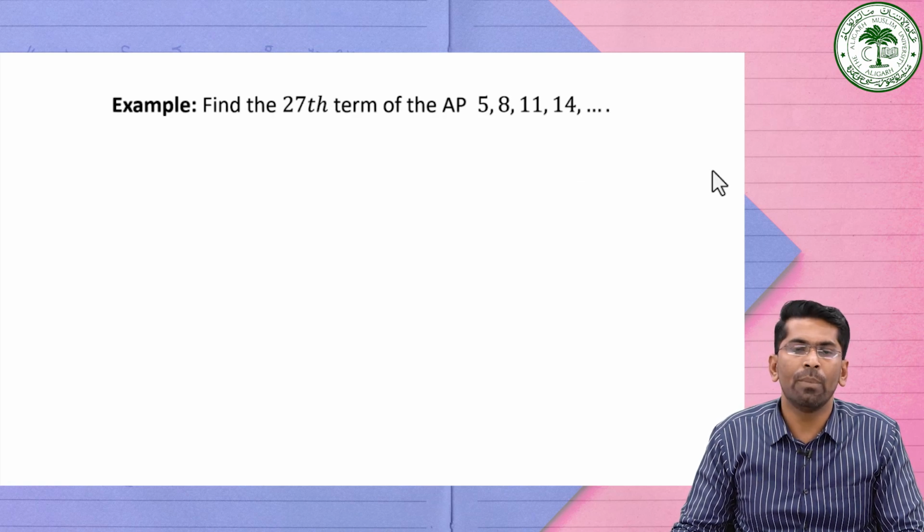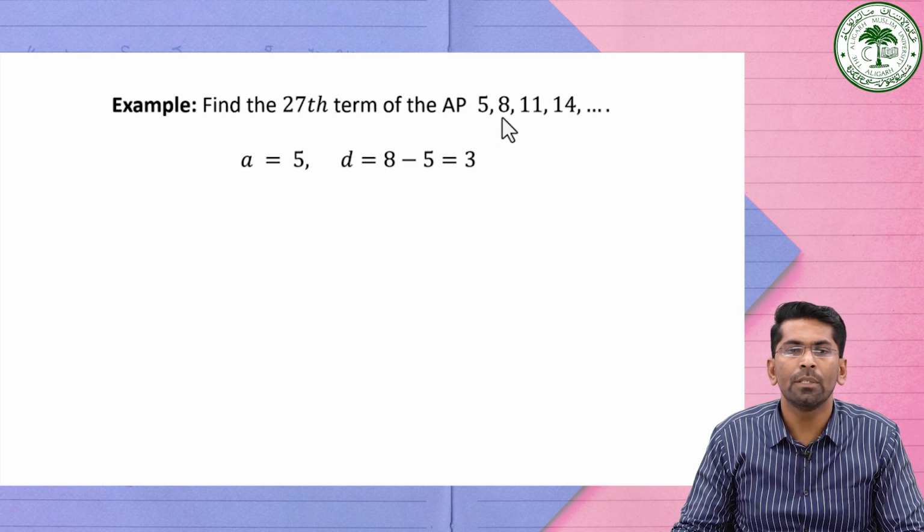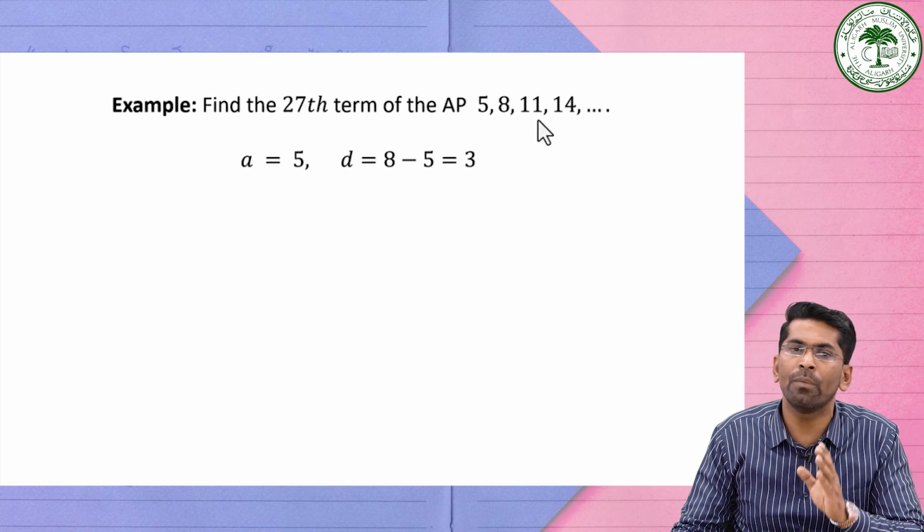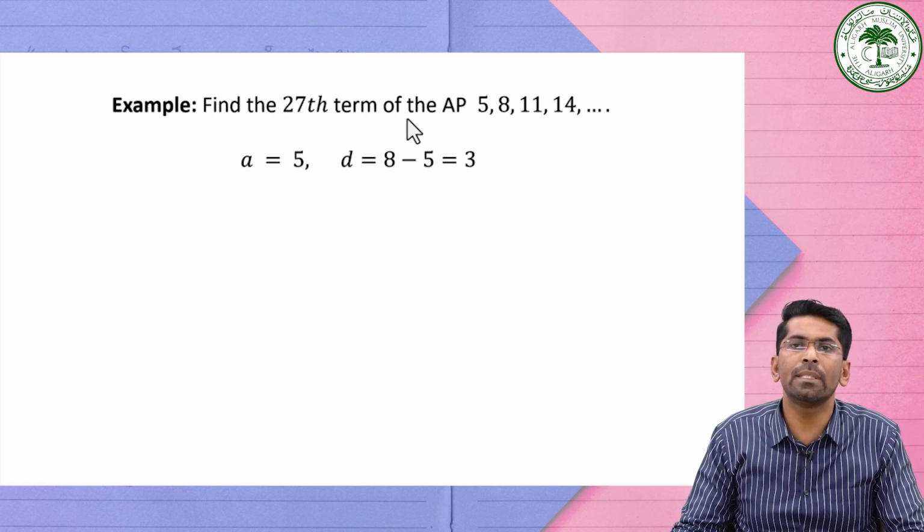Now consider another example. We want to find the 27th term of an arithmetic progression which starts from 5, 8, 11, 14. Here a is given, the first term, that is 5. The common difference is the difference between two consecutive numbers, so it is 8 minus 5, which is equal to 3. There is no need to consider the difference between another two consecutive numbers, because the question itself says that this is an arithmetic progression.